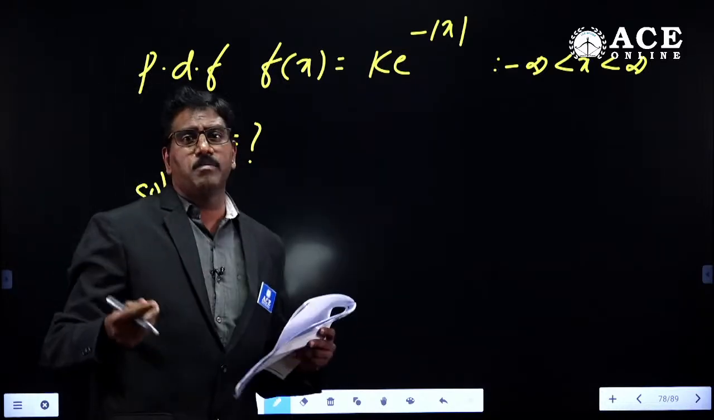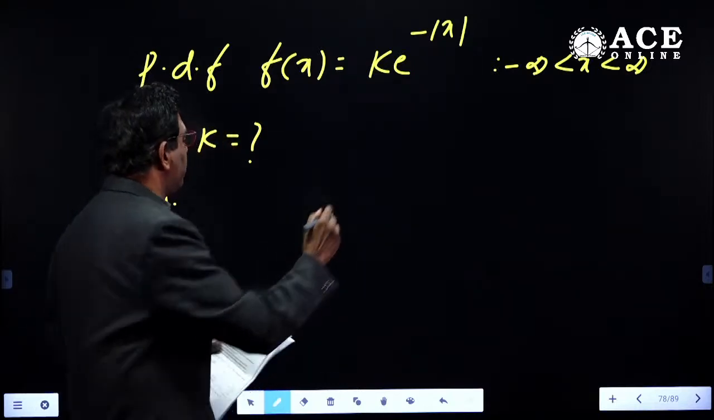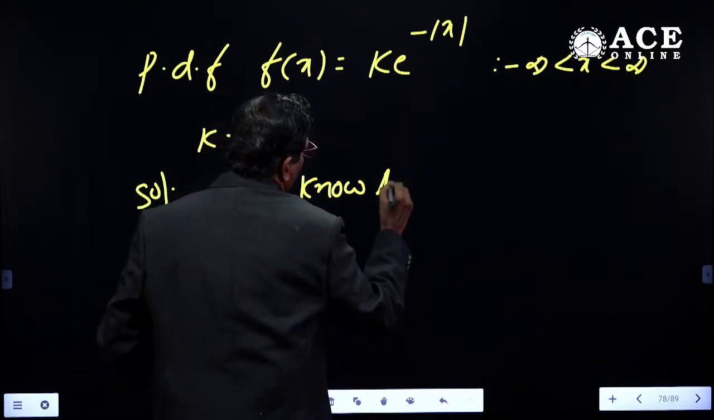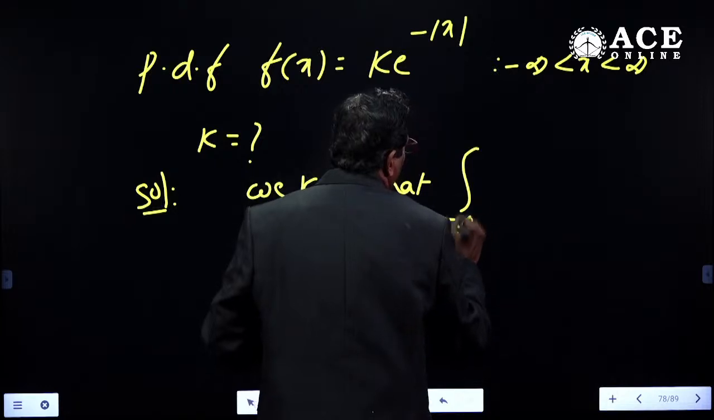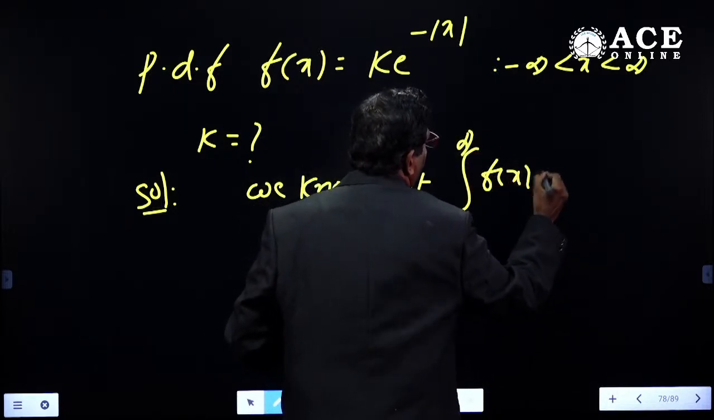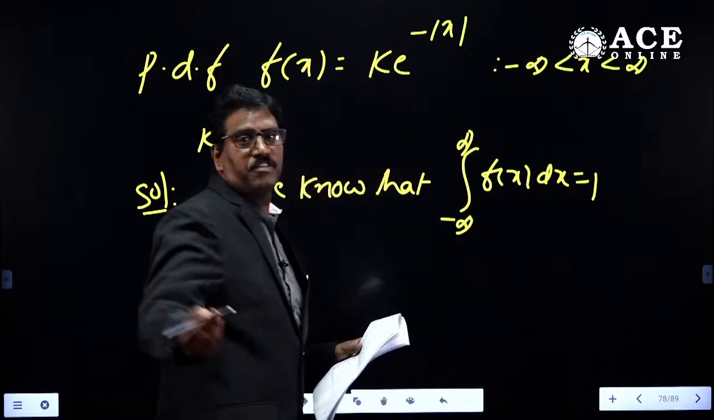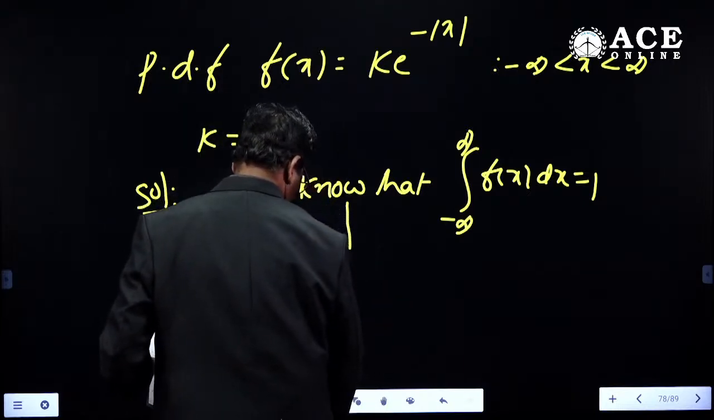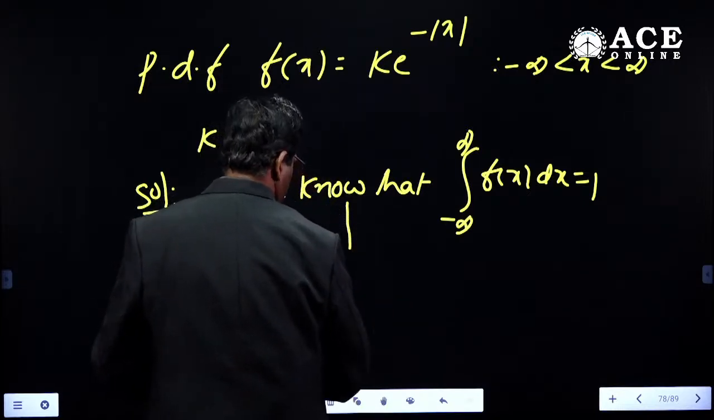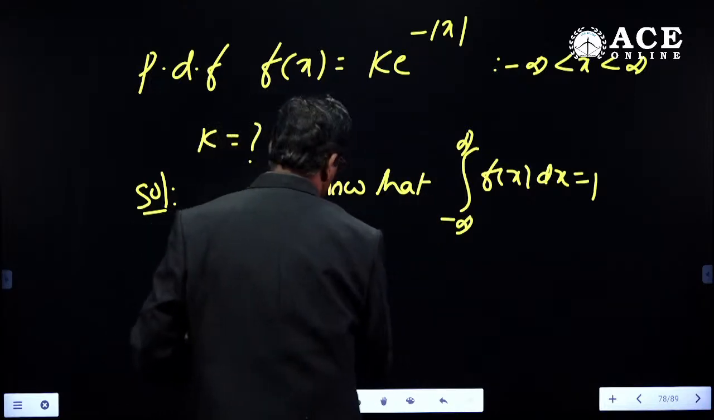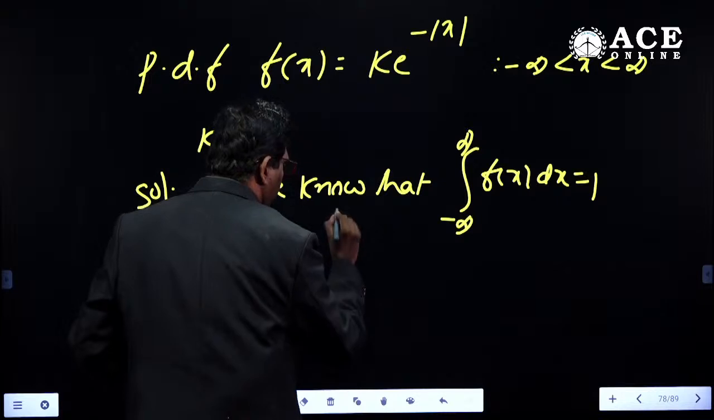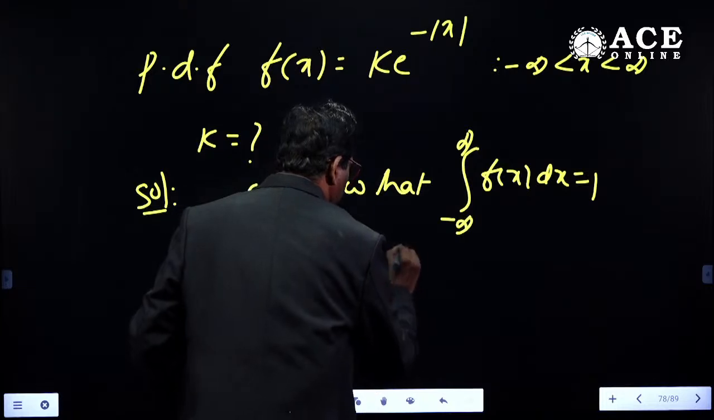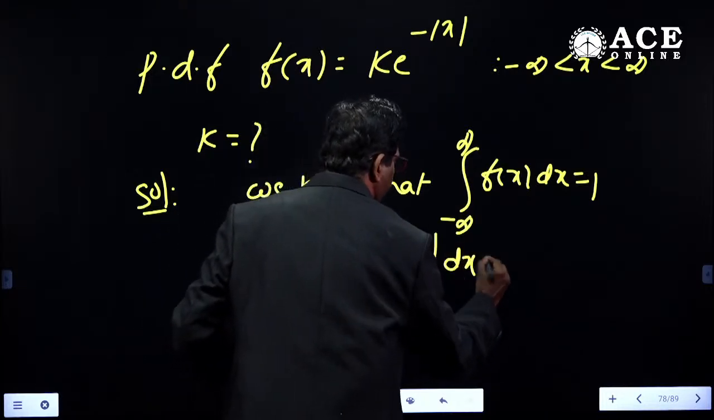We know the total probability is equal to 1. That means the integral from minus infinity to plus infinity of f of x dx is equal to 1, since f of x is a probability density function. That implies the integral from minus infinity to plus infinity of k e power minus modulus of x dx is equal to 1.